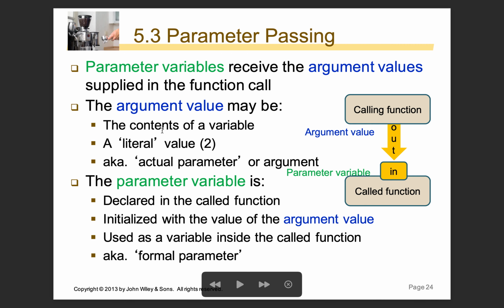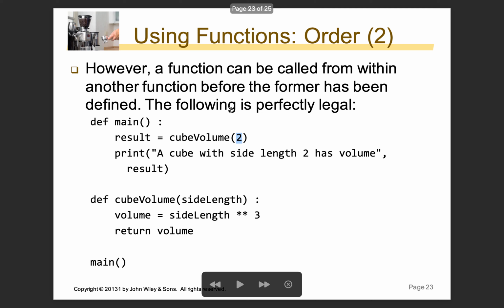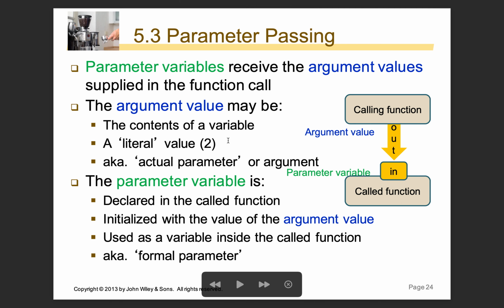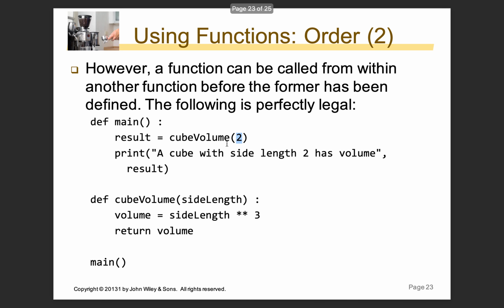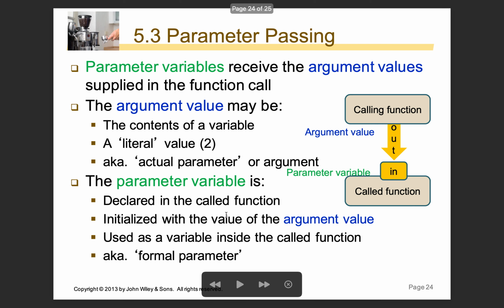Okay. The argument value may be the contents of a variable. Maybe we'd called cube volume on a variable named something like side length of box, which we defined to be 25. So the argument value could be the contents of a variable. It could be the literal value 2, just as it is here. That's where the argument value could come from. That's sometimes called the actual parameter. It's the argument.